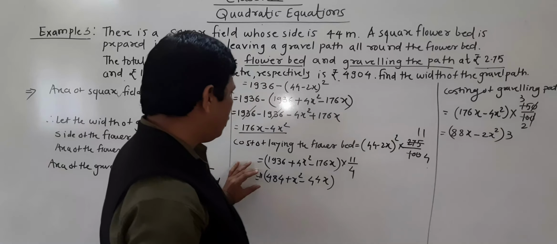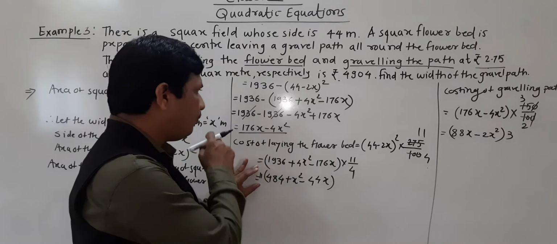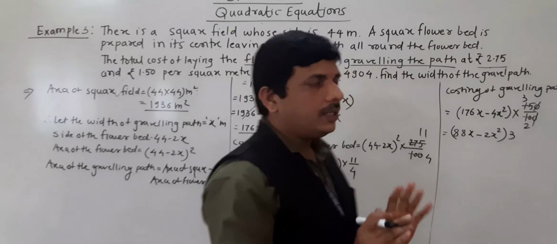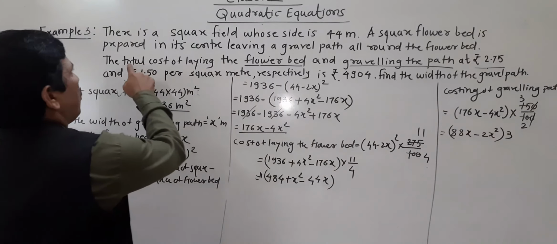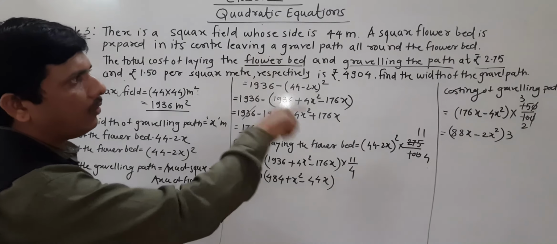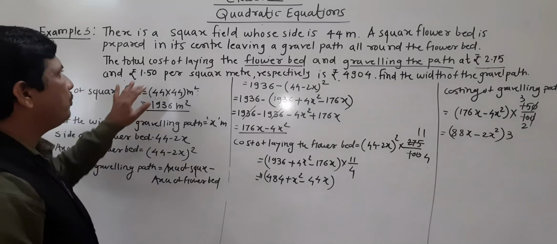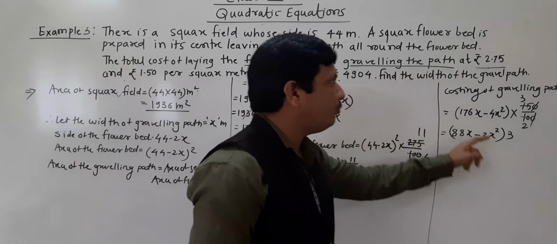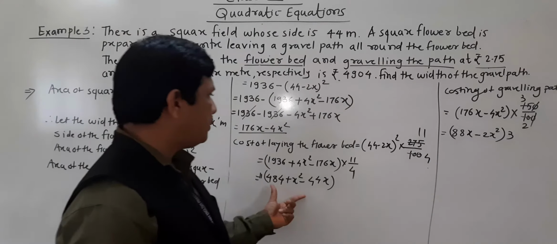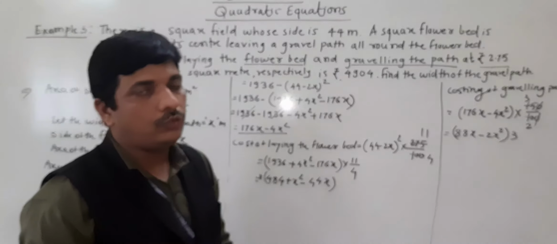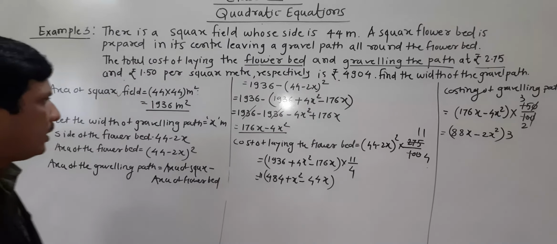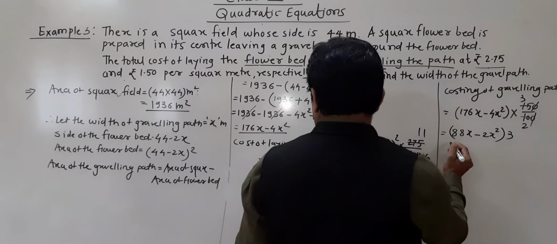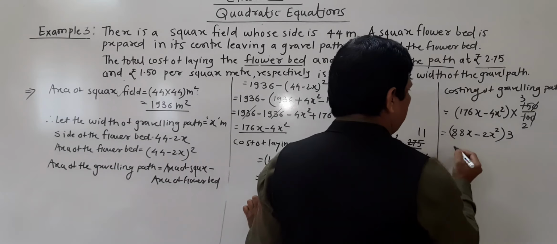Okay, so this is the costing of laying the flower bed, and this is the costing of graveling the path. But here see what is given, the total cost of laying the flower bed and graveling the path at rupees 2.75 and rupees 1.50 per square meter respectively is rupees 4904. This costing plus this costing is given 4904. So we need to add them. Okay, so that I am taking here 88x.